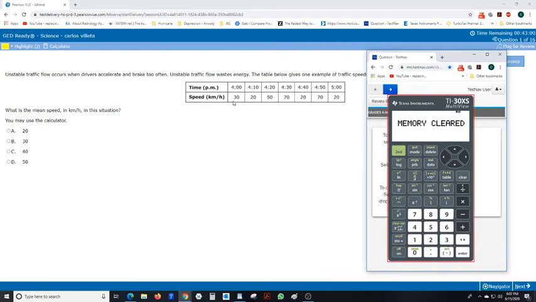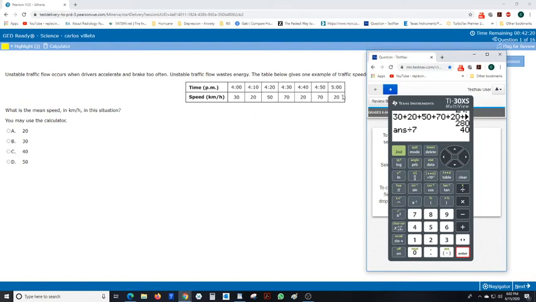Okay, I'm going to start adding these numbers: 30, 20, 50, 70, 20, 70, and 20. So let me do that. 30 plus 20 plus 50 plus 70 plus 20 plus 70 plus 20. All right, and I get 280, and then of course I have how many numbers? 1, 2, 3, 4, 5, 6, 7. So I'm going to divide by 7, and I get 40. I don't really care about the time because it's not even asking us about the time. It's just asking us what's the mean speed.